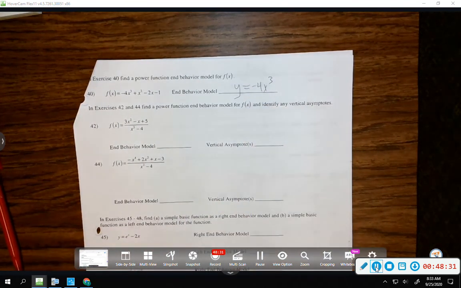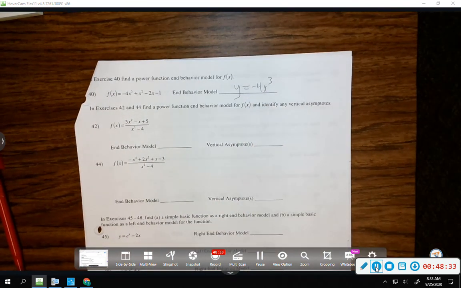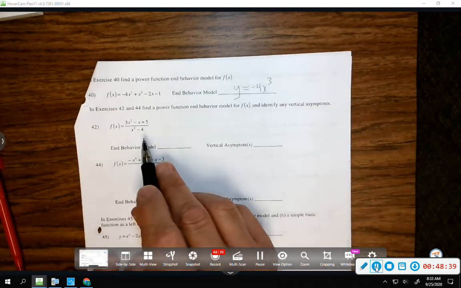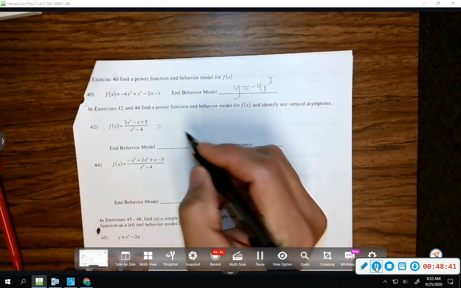42. Find a power function end behavior model and identify any vertical asymptotes. So on this particular problem, we're not looking for x-intercepts, so there's no need to factor the numerator.